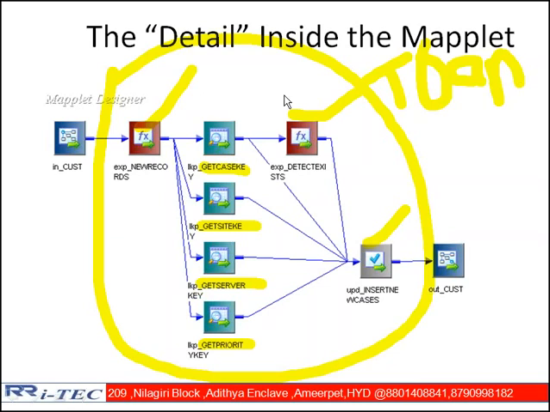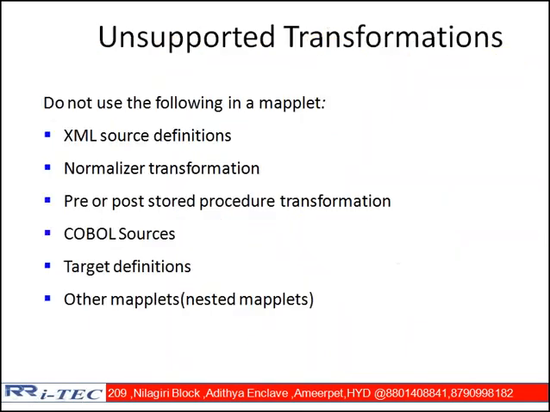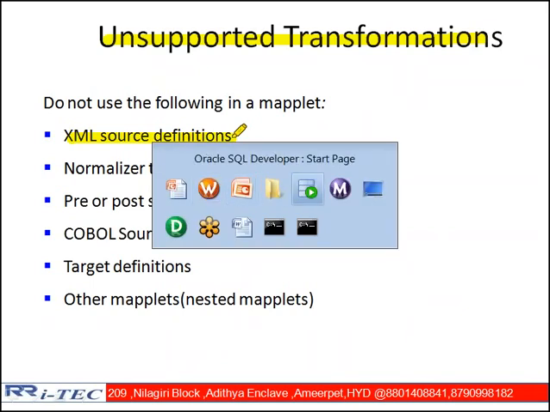Now, if you see the next one, unsupported transformations. In Mapplet, some of the transformations we cannot use. For example, one thing available is the XML source definition transformation. For example, I am going to the Mapplet.